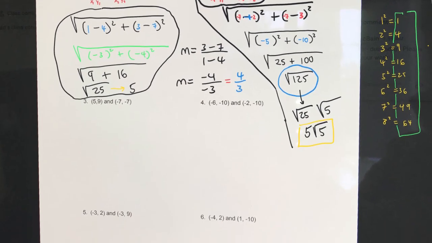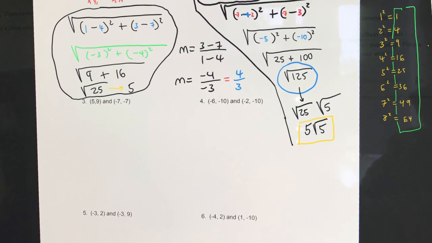Okay, so now we have problem number 3, which is going to be radical land. We're going to call this x1, y1. We're going to call this x2, y2. And it's going to be x2 minus x1 in there. So it's going to be negative 7 minus 5. And then it's going to be y2, which is negative 7, minus 9.